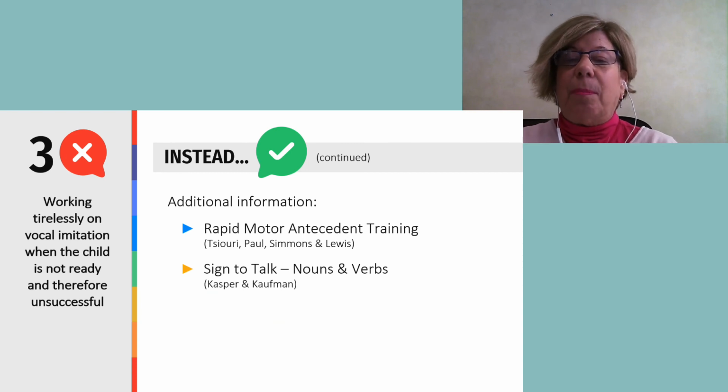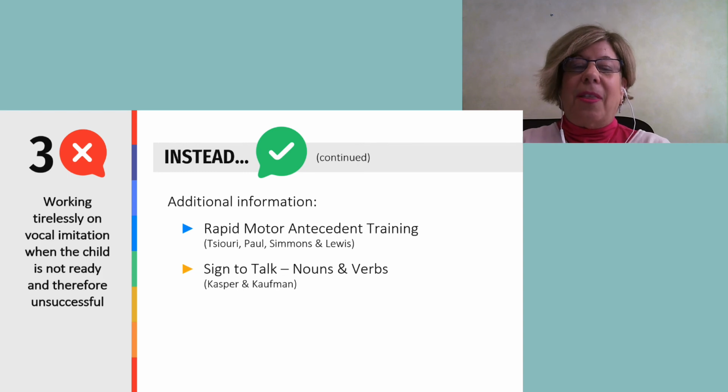Additional information about this kind of procedure to gain imitation is through a book called Rapid Motor Antecedent Training, and also Tammy Casper and my Sign to Talk Nouns and Verbs Kits through Northern Speech. That would also be a way to help children to use sign language as a bridge to vocal skills.